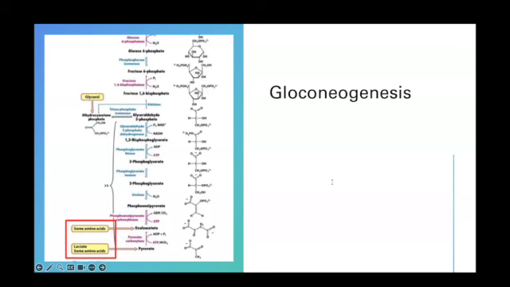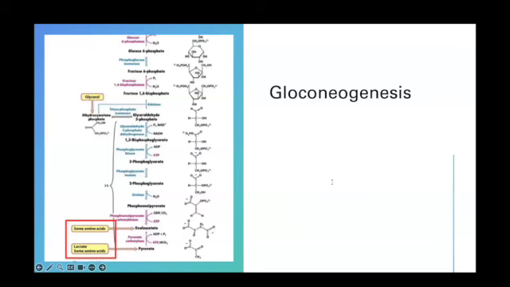Instead of that enzyme, we have pyruvate carboxylase and phosphoenolpyruvate carboxykinase. So we make oxaloacetate, and then we make phosphoenolpyruvate. And then we move on in the same way with enolase to make 2-PG, 3-PG, 1,3-BPG, and then glyceraldehyde 3-phosphate.